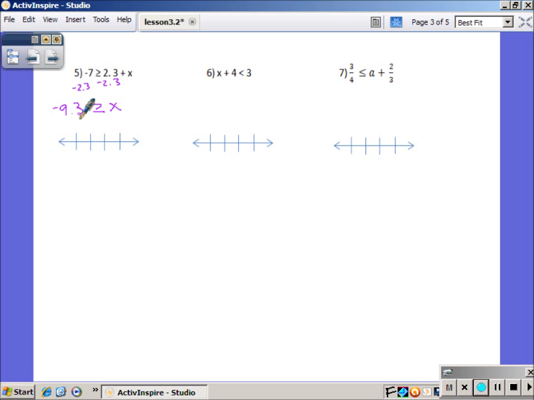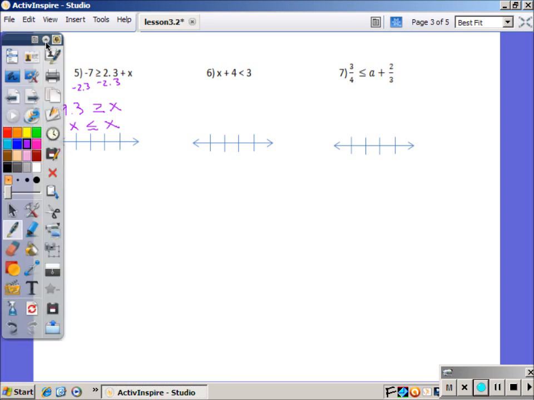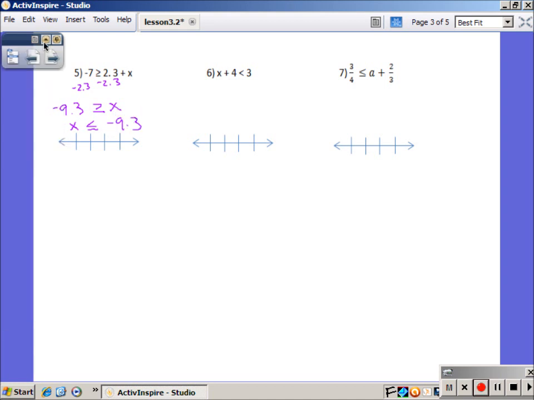Be careful, x is on the right-hand side. If you want to flip-flop that, keep the point pointing at your x, except then that makes the other side not x. So again, if I say this is negative 9, negative 9.1, negative 9.2, then our last one would be negative 9.3. Solid dot because of the or equal to, x is less than or equal to that, so my shading does come to the left.